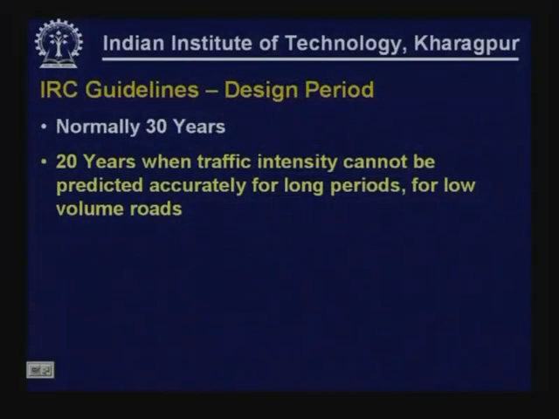The design period is normally considered as 30 years. It can be taken as 20 years when traffic intensity cannot be predicted accurately, because building concrete pavements is a very costly exercise with very high initial cost. So, if you are not very sure about the traffic volumes that are going to be utilizing the facility over the next 30 years, which is the design period recommended by IRC 58 for concrete pavements, then we can design the pavement for a shorter duration, that is 20 years. Also, for low volume roads, we design it for 20 years.